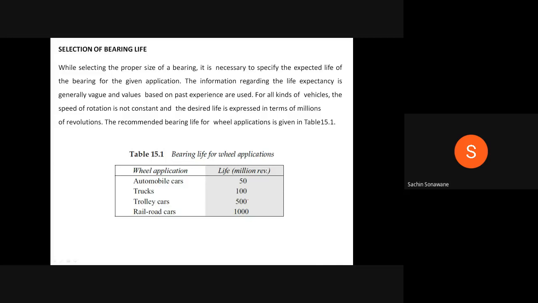For all kinds of vehicles, the speed of rotation is not constant and the desired life is expressed in terms of millions of revolutions. The recommended bearing life for wheel applications is given in table 15.1. Now table 15.1 indicates bearing life for wheel applications. First column is wheel application, second column is life in million revolution. Now automobile cars it is 50, trucks 100, trolley cars 500, railroad cars 1000.